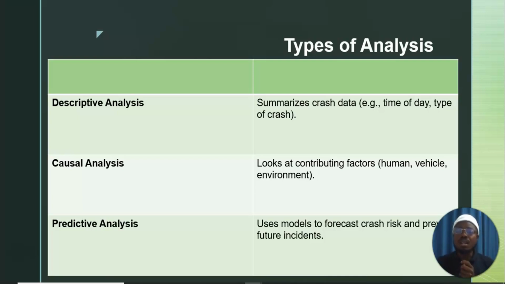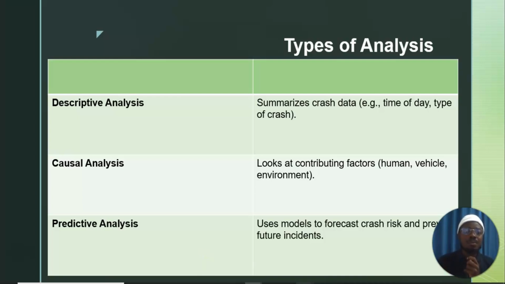what happened, the where, and the when. So that is the question which the descriptive analysis helps us to answer. It helps us to answer the what, that is what happened, where it happened, and when it happened. So these are more like the basic questions that the descriptive analysis in accident analysis helps us to answer.